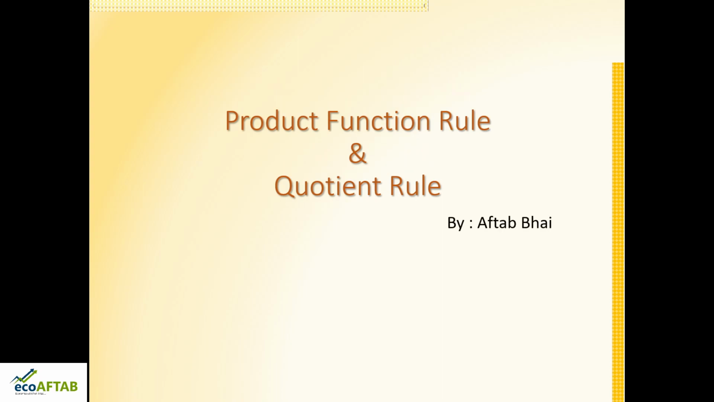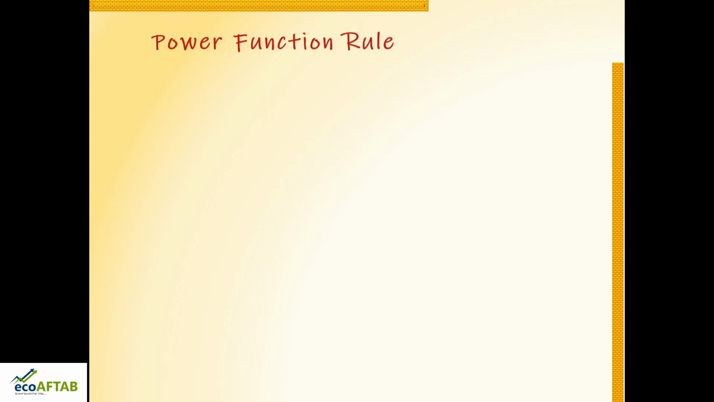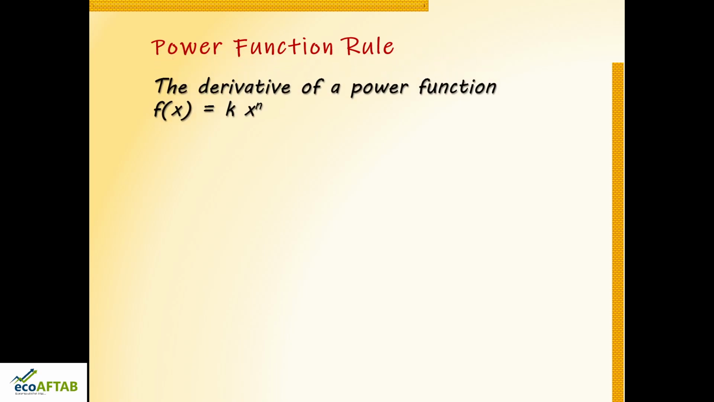Myself, Aftab Bhai. So, just a very quick recap. The formula to calculate power function rule was f of x is equal to k into x raised to n, where k is constant, x is the variable and n is the exponent. So, f prime x is equal to k into n into x raised to n minus 1. So, this was the formula which we understood in power function rule.